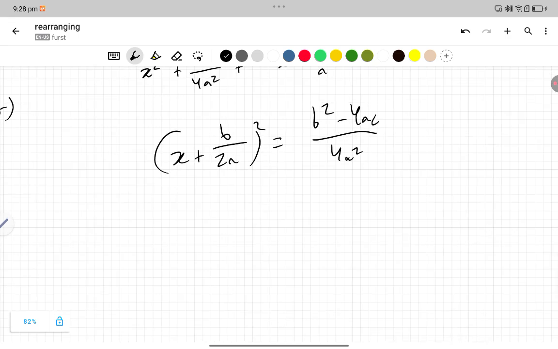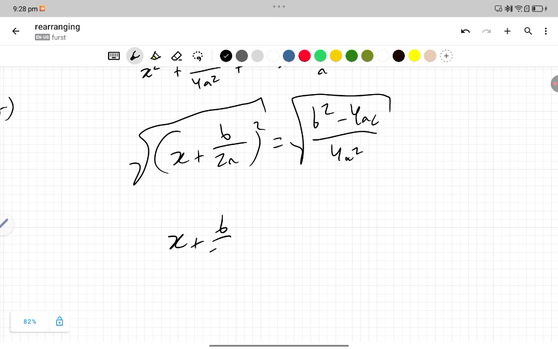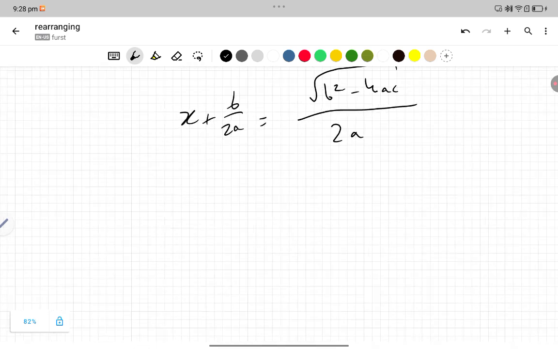X is already on one side. What's happening to x? It's being squared. What's the opposite of squaring? It's square rooting. So we take the root of both sides. X plus b over 2a equals, well, we take the square root of the top, b squared minus 4ac. And what's the square root of the bottom? What's the square root of 4a squared? Well, the square root of 4 is 2, and the square root of a squared is a. And what's the last thing we have to do?